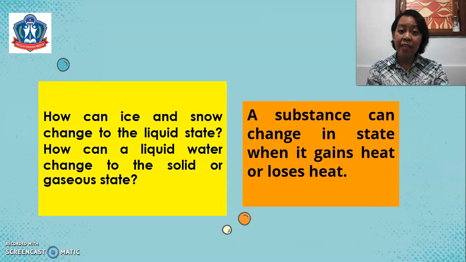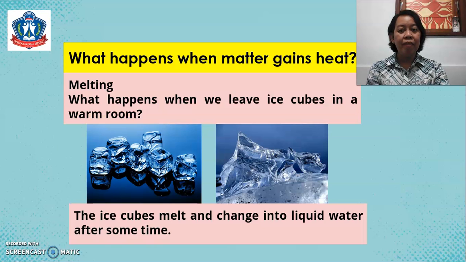How can ice and snow change to the liquid state? How can liquid water change to the solid or gaseous state? A substance can change in state when it gains heat or loses heat. What happens when matter gains heat? So we will study first about melting.